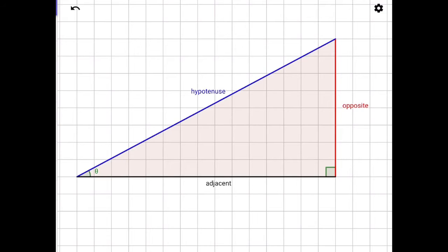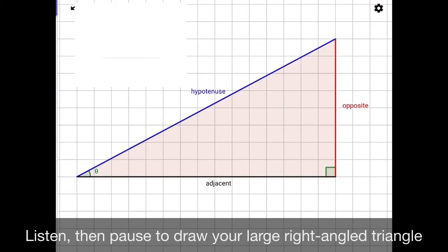The first thing to do is to draw a large right-angled triangle, a little like the one shown on the screen now. Make it as big as you can, whilst still being able to measure all of the lines with your ruler. Be as accurate as you can. Pause this video to draw your triangle now.